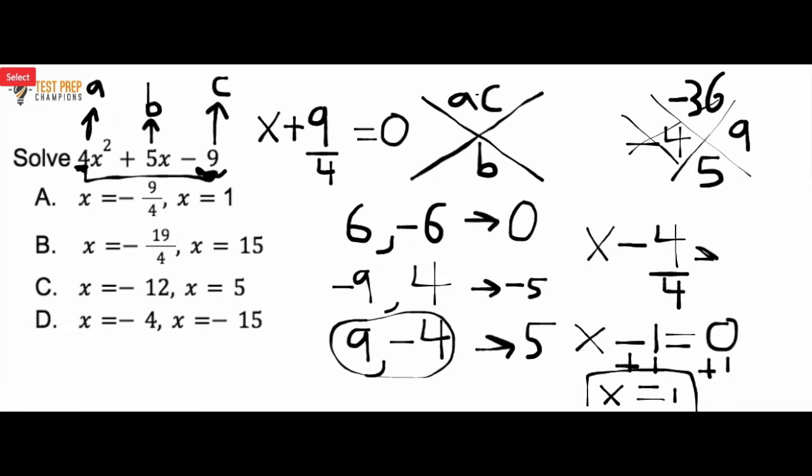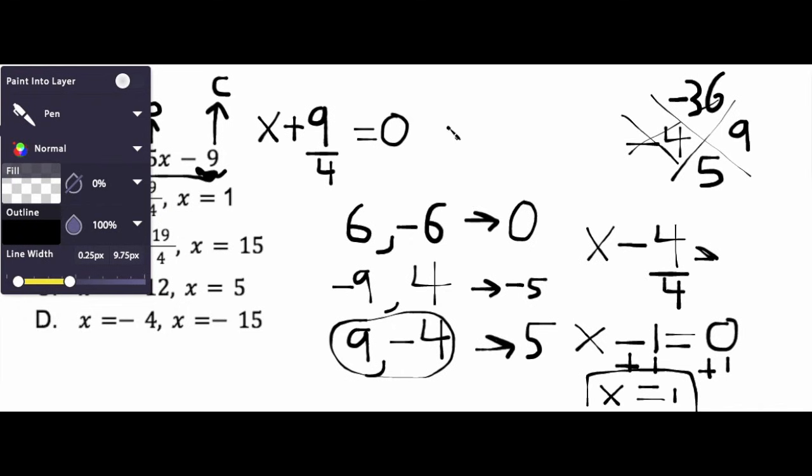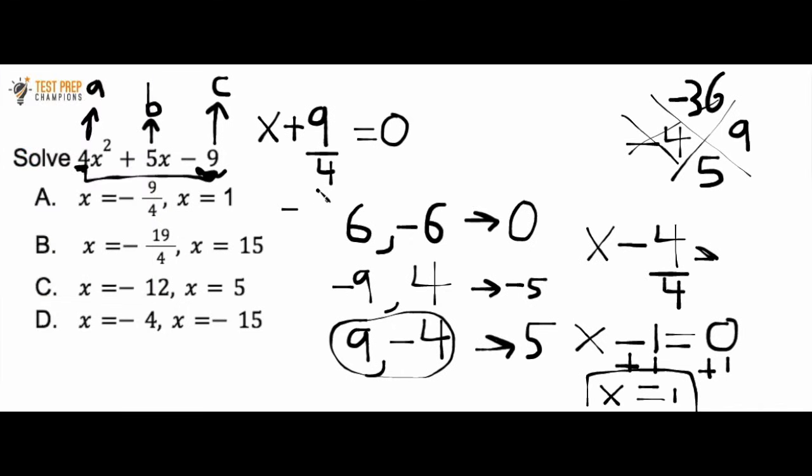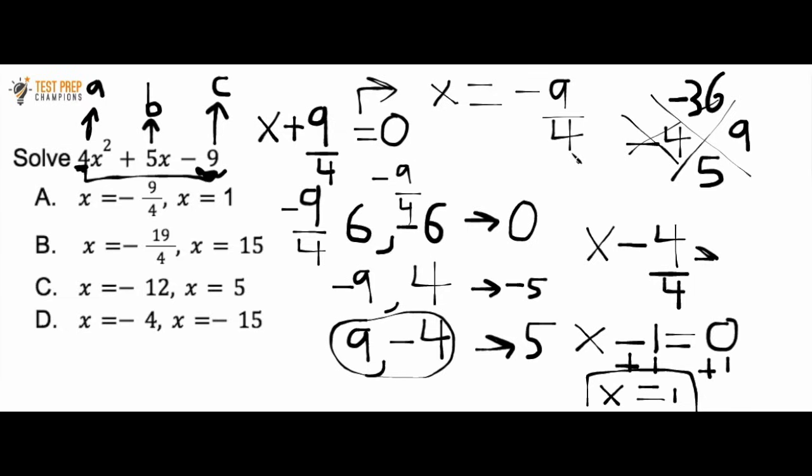What you can do now is, let me try to bring this up a little bit. It's going to bring the whole problem up. Okay, let me clear some room out. So basically, I need to get the x by itself, so I need to subtract 9 over 4 from both sides of my equation here. When I rewrite this, I would get x equals negative 9 over 4. And so the answer is going to be A, because my solutions are x equals negative 9 over 4, which is right here, and x equals 1, which I found down here.